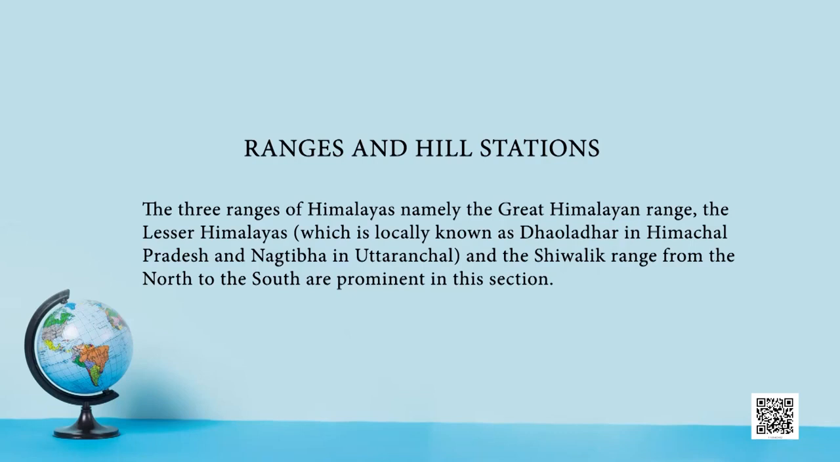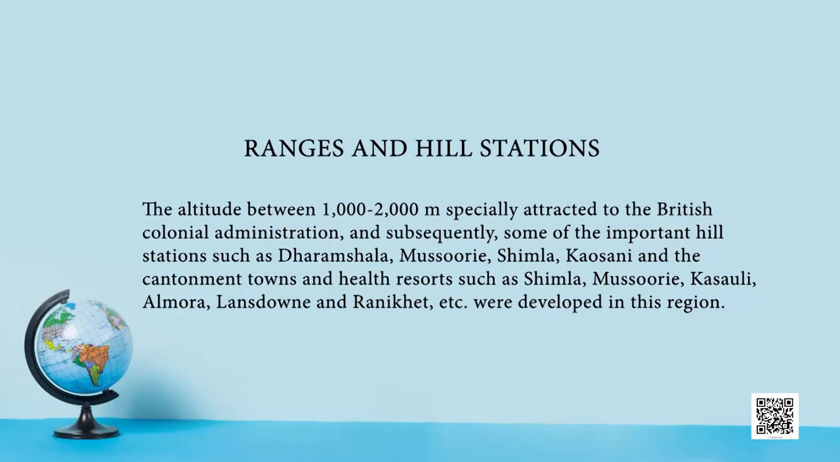The three ranges of Himalayas, namely the Great Himalayan Range, the Lesser Himalayan Range, which is locally known as Dhauladhar in Himachal Pradesh and Nagtiba in Uttaranchal, and the Shivalik range from the north to the south are very prominent in this section. In this section of Lesser Himalayas, the altitude between 1000 and 2000 meters specially attracted the Britishers during the colonial period. This region has many favorable factors.